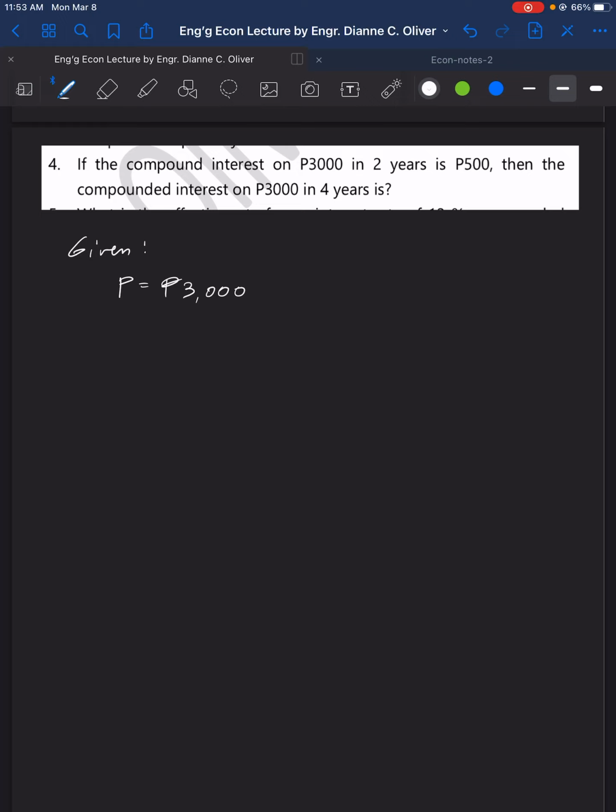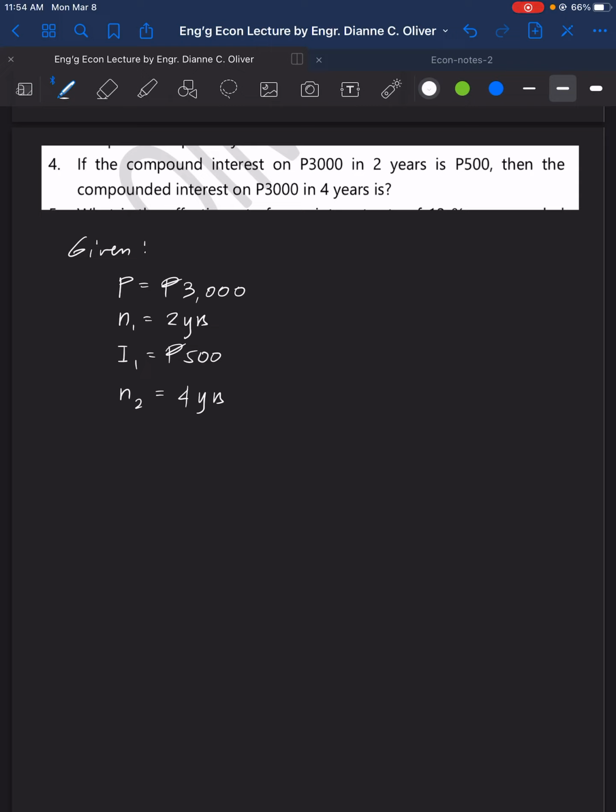So the given here is the present worth is 3,000 pesos. Our first period, N1, is 2 years. In 2 years, the first interest is 500 pesos, and then it is compounded. It did not mention, so we'll consider it as yearly. And then we have here N2, that is 4 years.